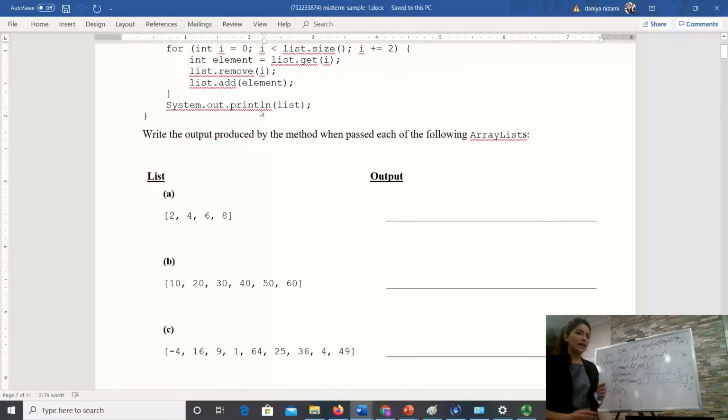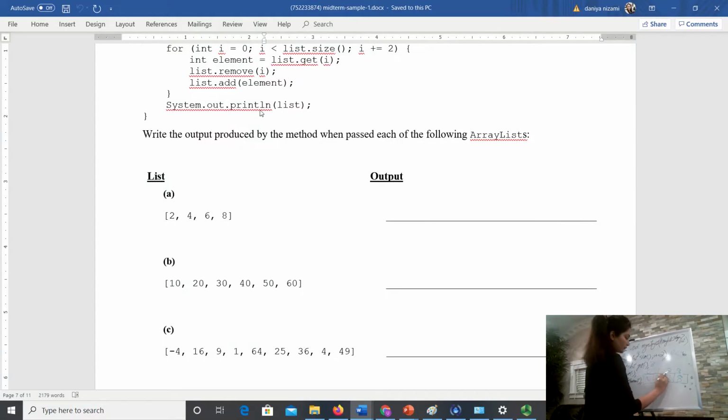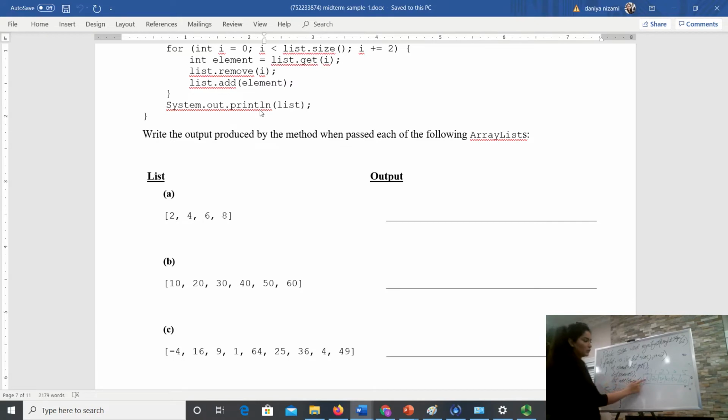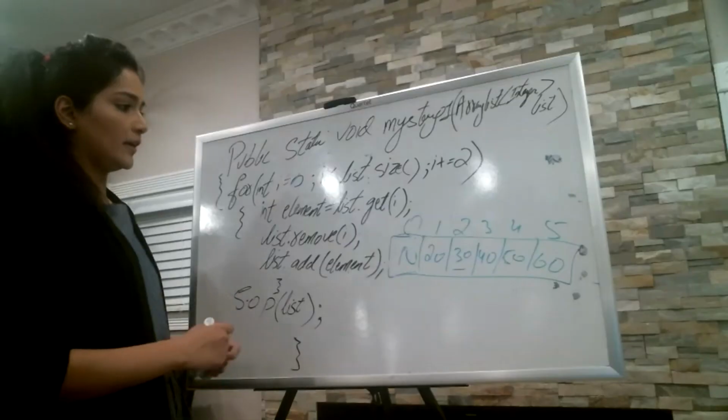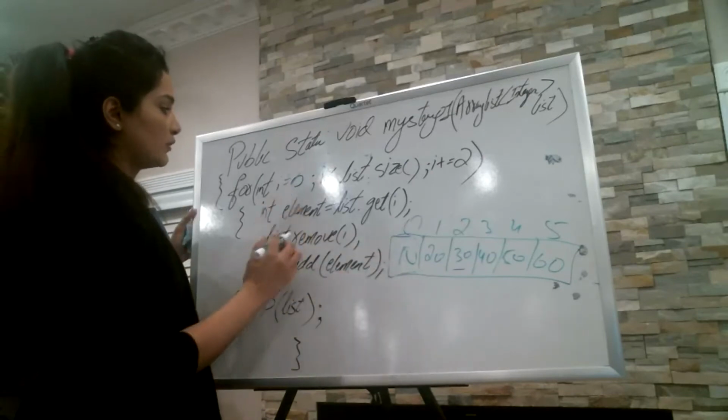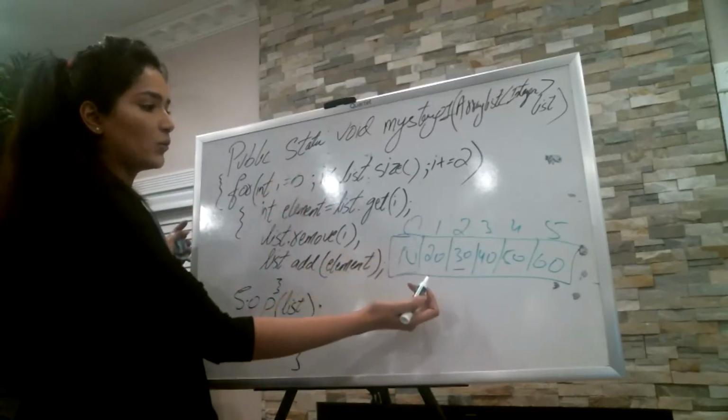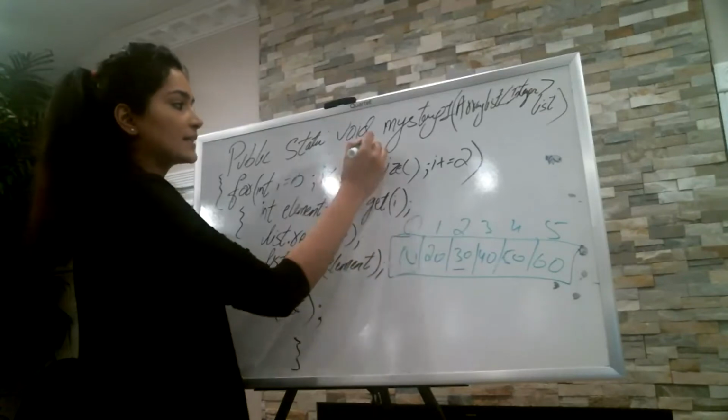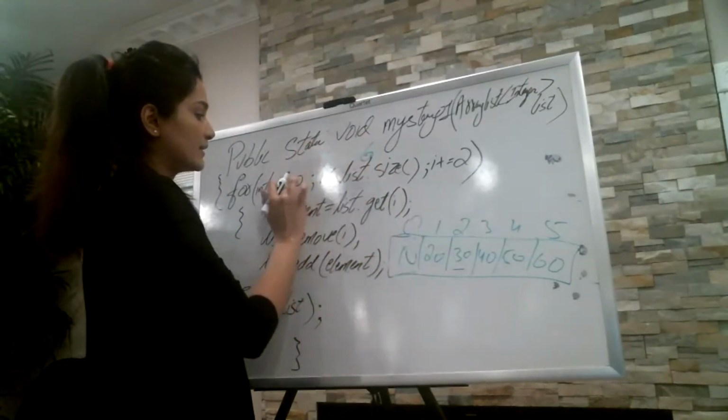The second array we have is 10, 20, 30, 40, 50 and 60. Trace this array with the same code with the second call. What we will do is, let's pass this array to this method call. You have i equals 0 and what is list.size? list.size is 6. Is 0 less than 6? Yes, 0 is less than 6.